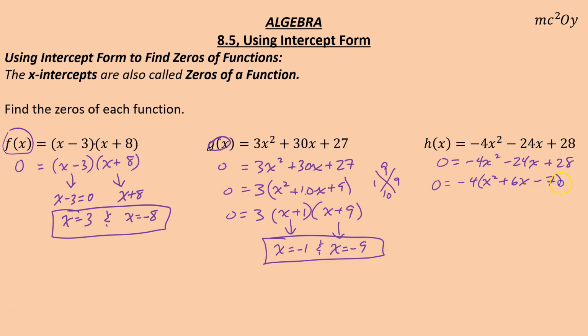Negative 4 times what is positive 28? Well, that's negative 7. And now I'm factoring. Two things that multiply to make negative 7 and add to 6. Well, that would be positive 7 and negative 1. So I end up with negative 4 times x plus 7 times x minus 1. Okay, well here, x equals negative 7. And here, x equals 1. All right.